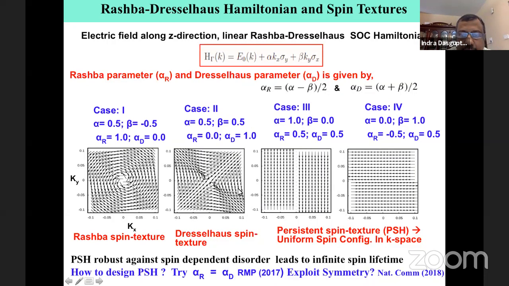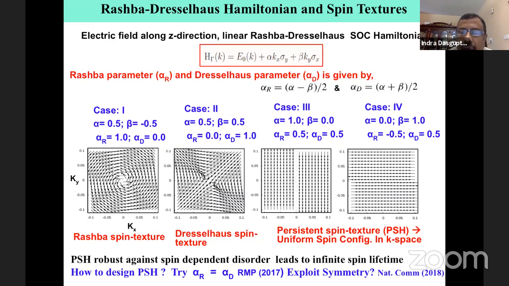Well, what is the next thing? Next, I have chosen alpha to be 0.5 and beta to be 0.5. By this, I essentially suppress the Rashba term, and now you have this Dresselhaus spin texture. But what people are talking about today is what is known as persistent spin textures, the spin textures which are not dependent on the k values. And how can you generate that?